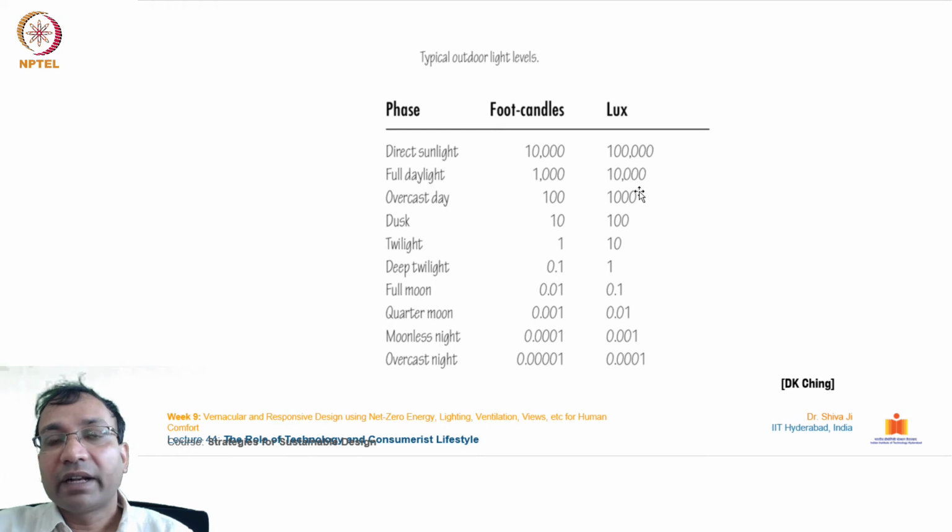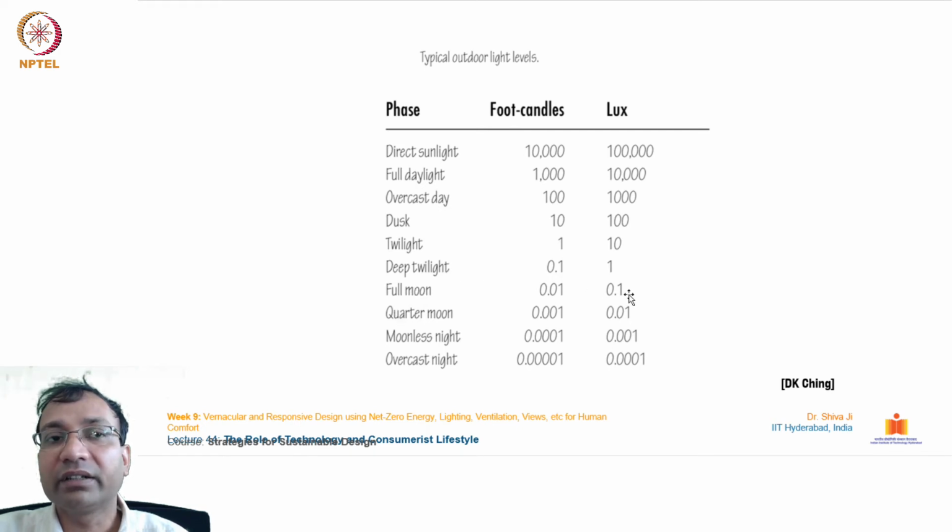Further, typical outdoor light levels based on the source. So these are the sources of light. For example, the direct sunlight, the sun, gives up to 1 lakh lux. Full daylight we receive approximately 10,000 lux. An overcast day has around 1,000 lux. At dusk, it offers 100 lux. At twilight we get 10. At deep twilight we get 1.